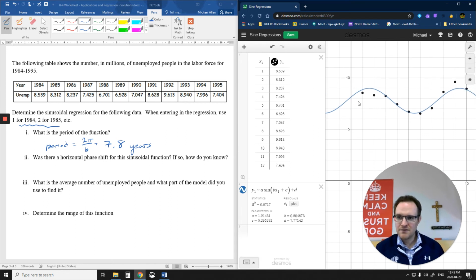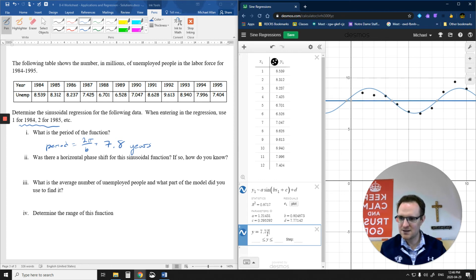Now, determine if there's a phase shift. You have to determine, does the graph, the y-intercept, the y-axis, sorry, does the y-axis, the midline, and where the graph is going upwards, do they all intersect in the same spot? So I'm going to add in the midline. I'm going to use the data here. So D value is 7.77142. So if you look at that, you can say, oh, they don't quite all match up here. So there is a phase shift.